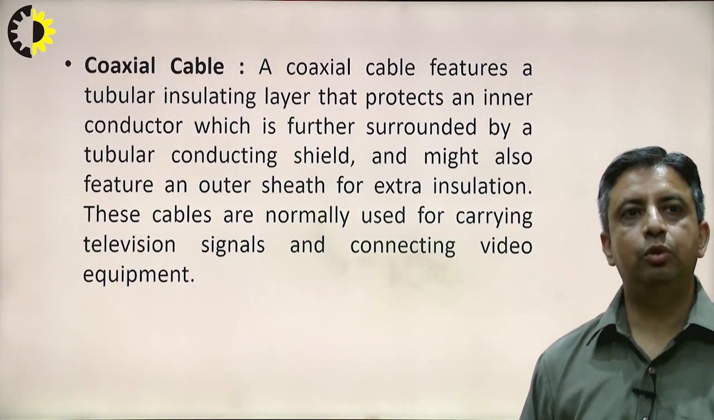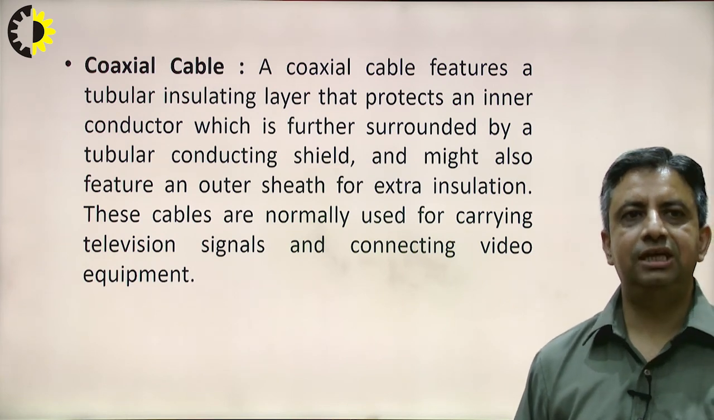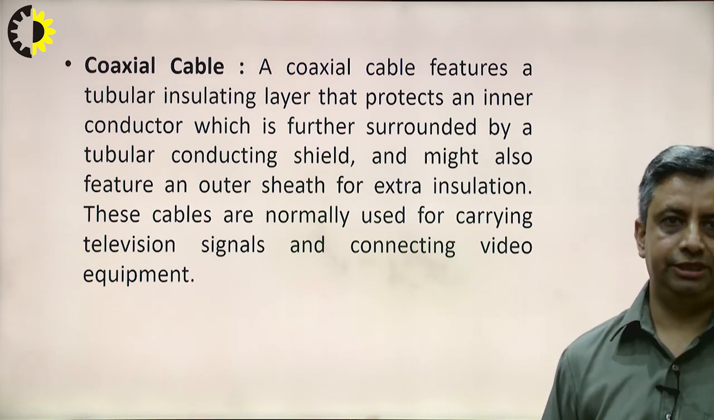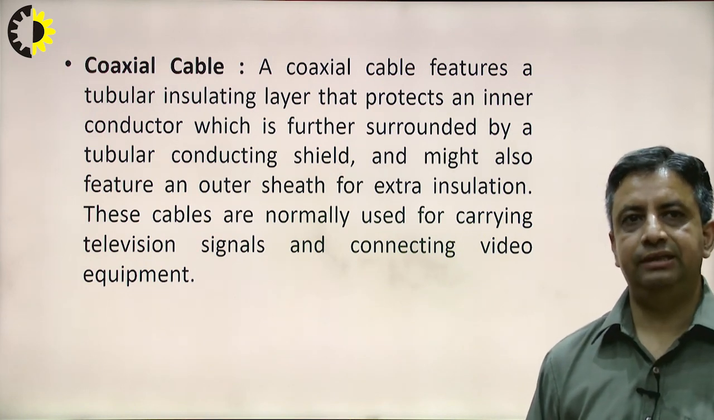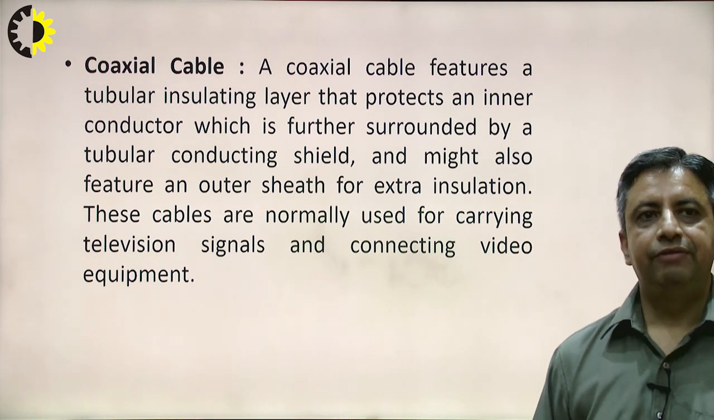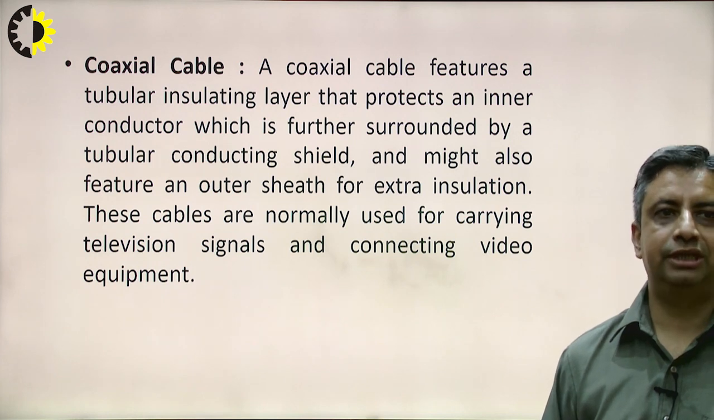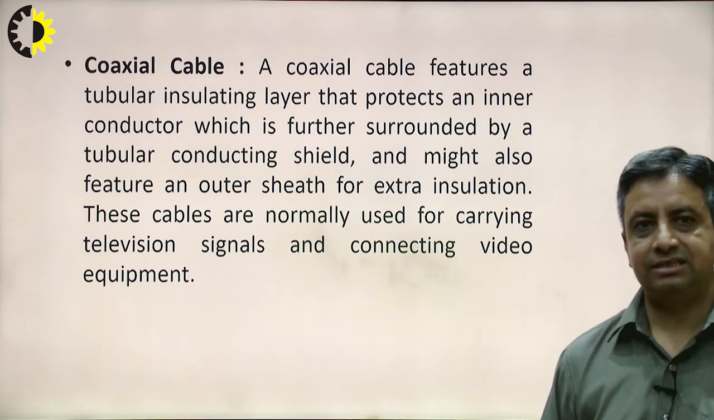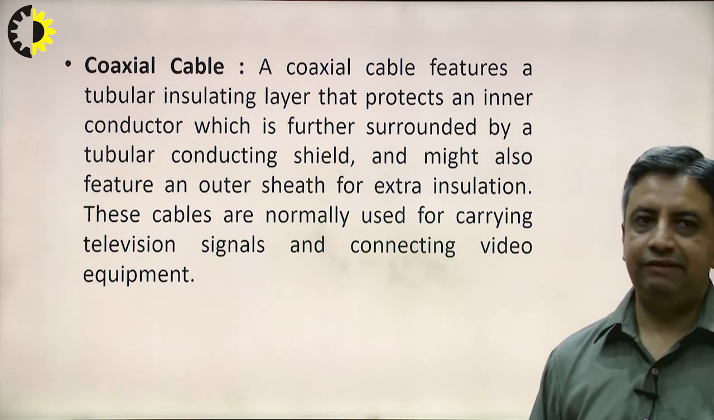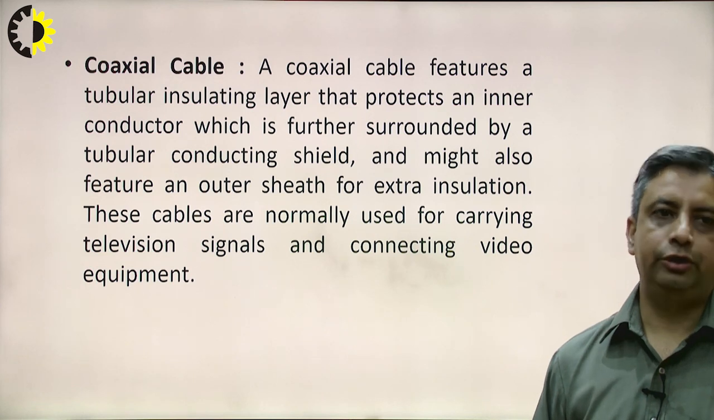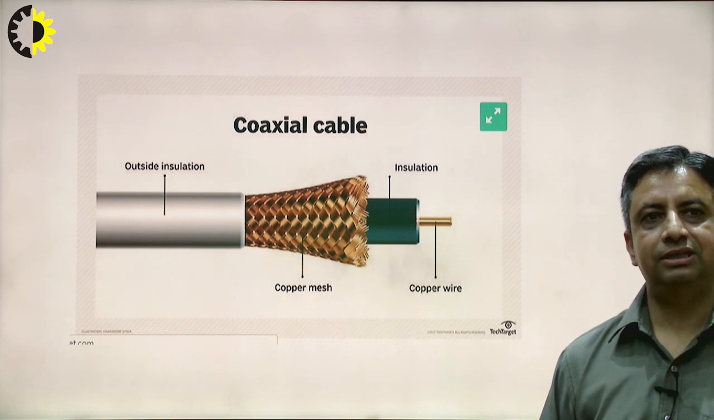The last one is the coaxial cable. I hope you have seen this; it is generally used in communication. A coaxial cable features a tubular insulating layer that protects an inner conductor, which is further surrounded by a tubular conducting shield, and might also feature an outer sheet for extra insulation. These cables are normally used for carrying television signals and connecting audio video equipment. So this is the figure for this coaxial cable.